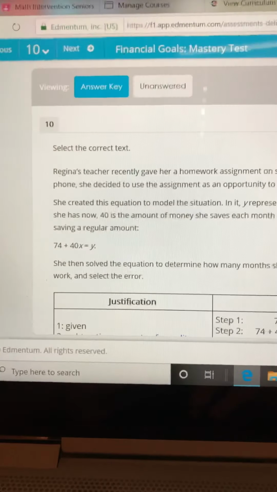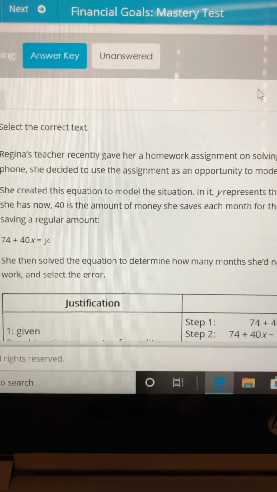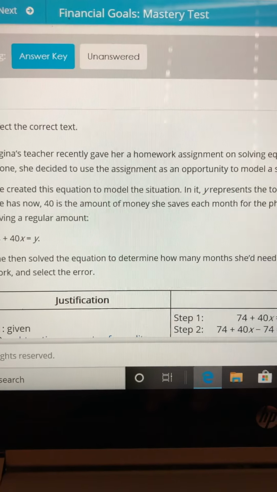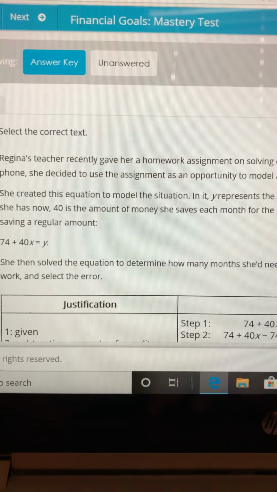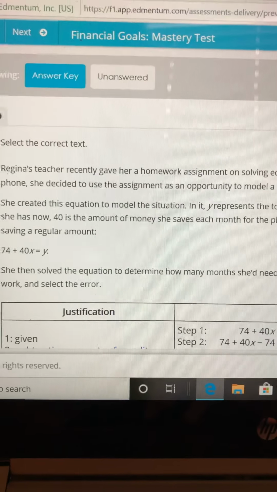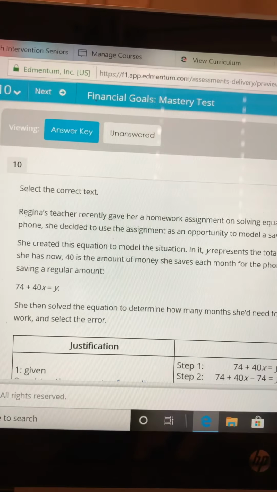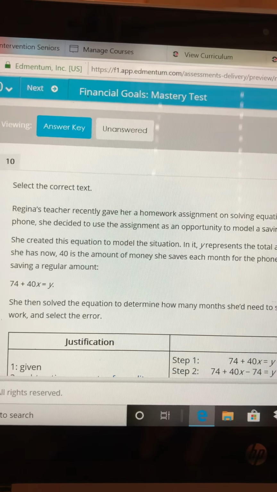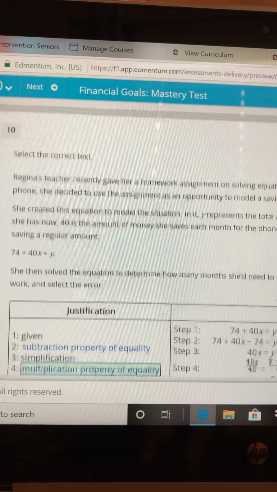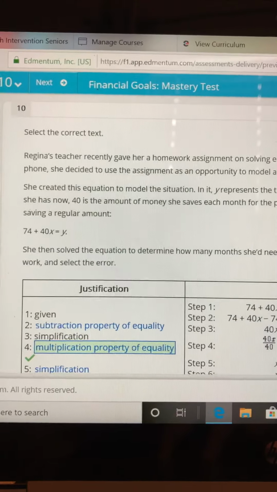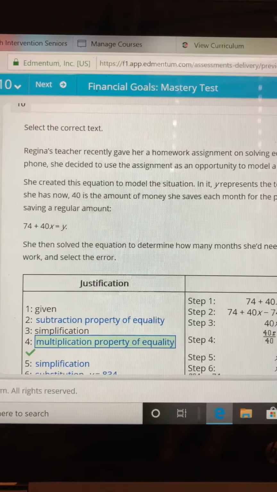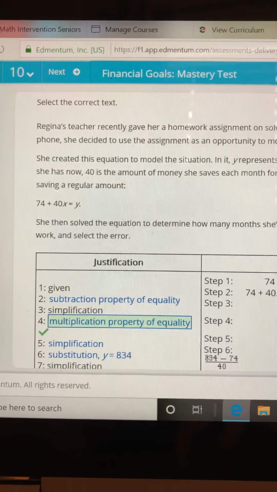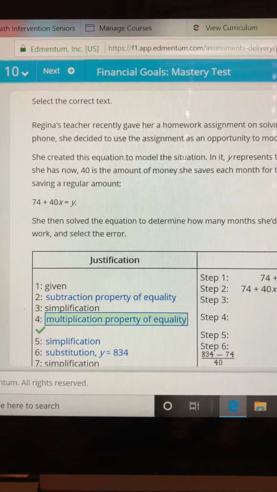And our last one. Regina's teacher recently gave her a homework assignment on solving equations. Since she has been thinking about saving for a new cell phone, she decided to use the assignment as an opportunity to model a savings plan. She created this equation to model the situation. In it, Y represents the total amount saved for the new cell phone. 74 is the amount of money she has now. 40 is the amount of money she saves each month for the phone, and X represents the number of months since she started saving a regular amount. So the equation says 74 plus 40x equals Y.